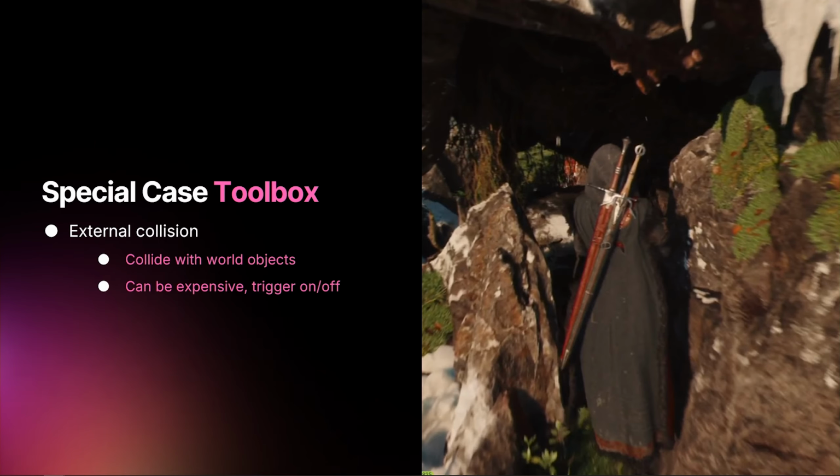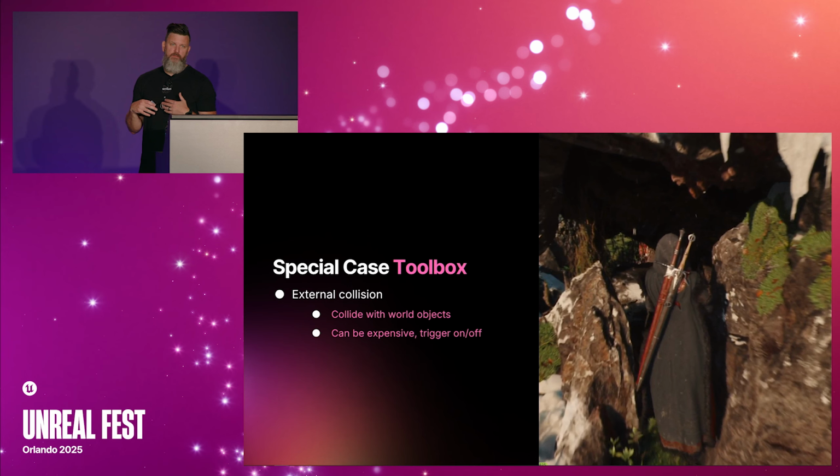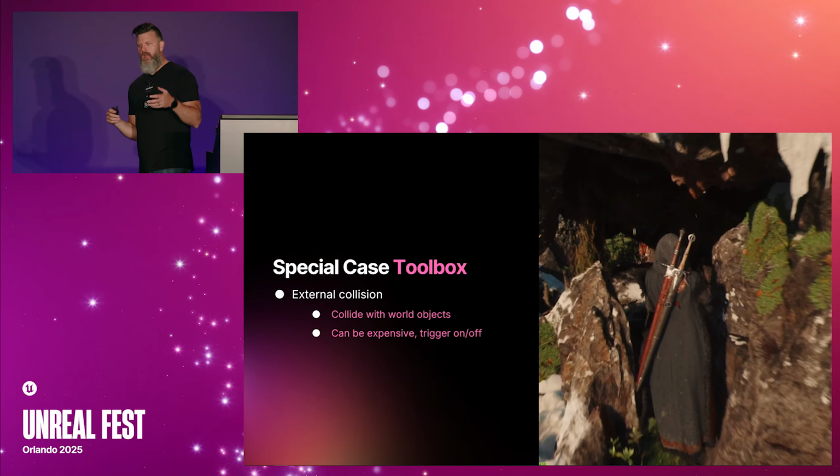External collisions. In the demo, there's this little sequence where she goes through a tight spot in the cliff. Having external collisions on all the time is kind of expensive, so it's the same trick here. I had a collision box that said, hey, I'm at the spot, and I temporarily turn on the external collisions.